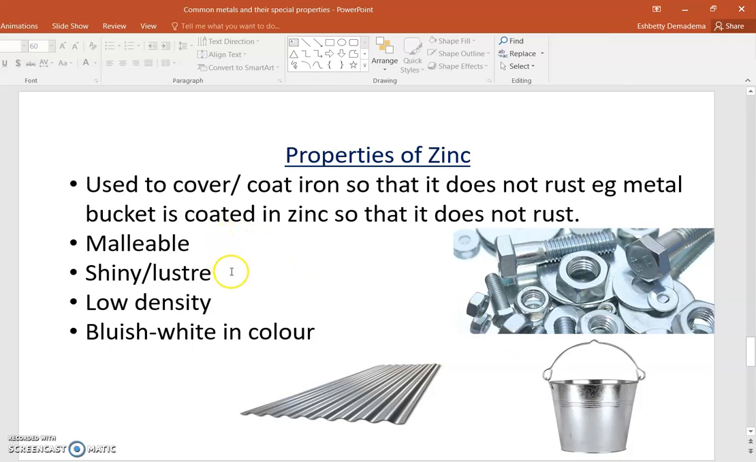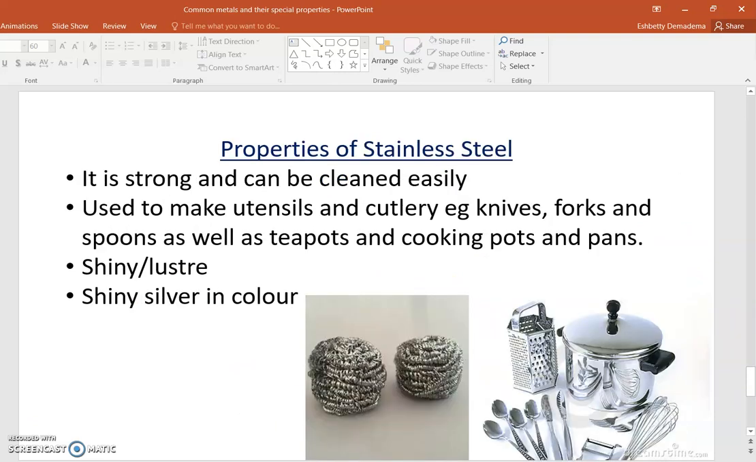Zinc is malleable, it's shiny, it's got a low density, it's bluish in color. Okay, so here you've got some nuts and bolts that have been coated in zinc. And then we've got properties of stainless steel. Stainless steel is strong and can be cleaned easily. It's used to make utensils and cutlery, for example, knives, forks, and so on. It has got that shine, it's got the luster, and it's silver in color, shiny silver in color.